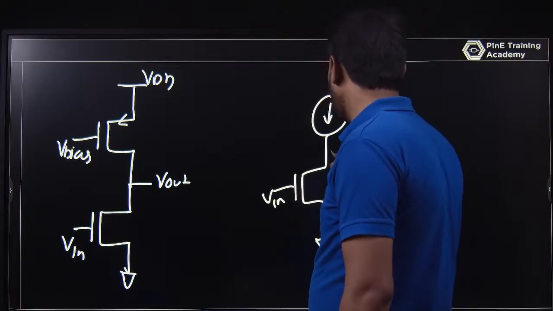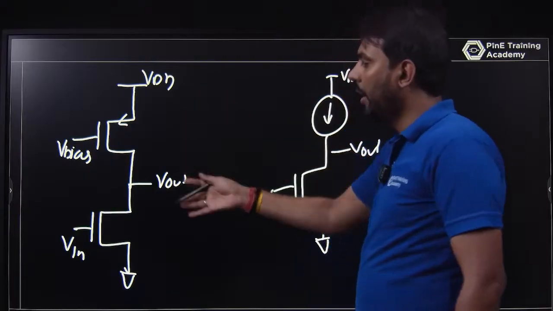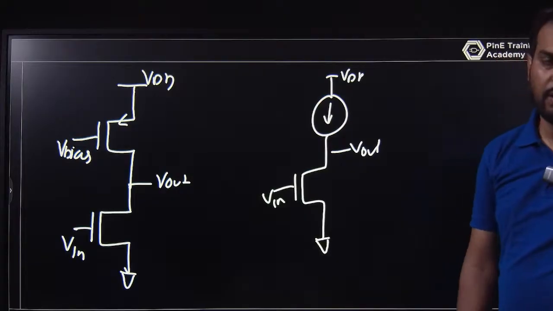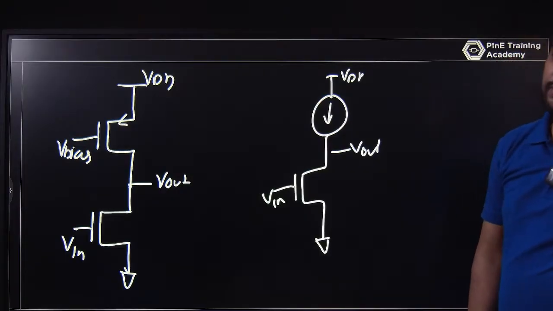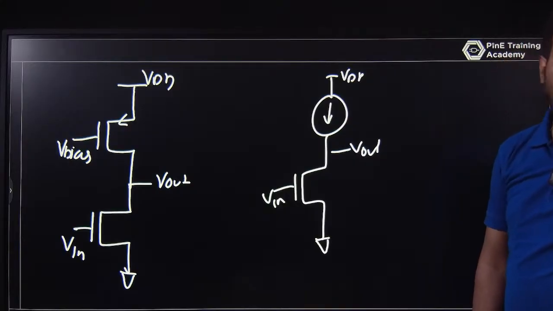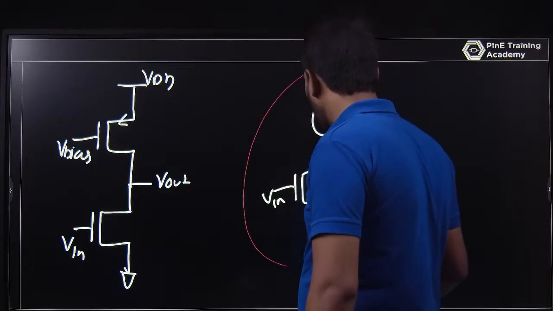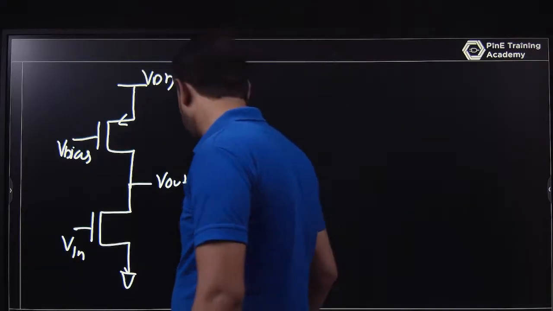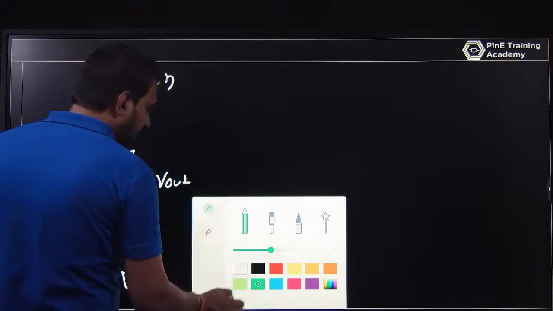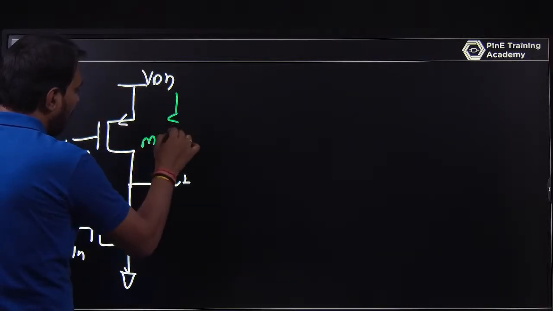It is similar to this. So now I am using a MOSFET, a PMOS, as a current source load. So what will happen? Firstly I figure out what that R is. Let this be M1 and this be M2. So what is the value of R here?